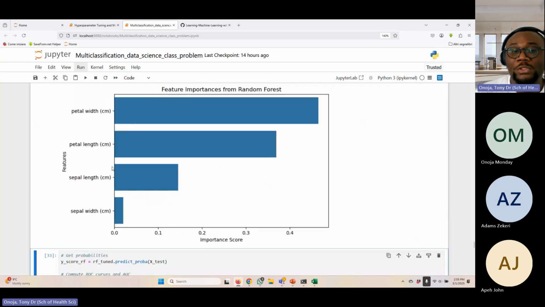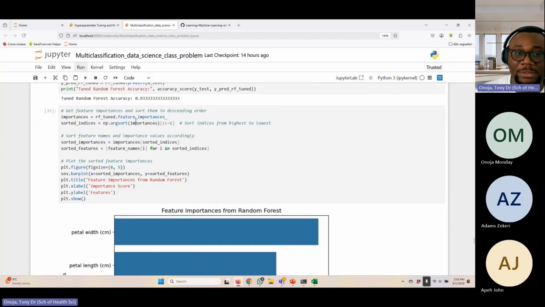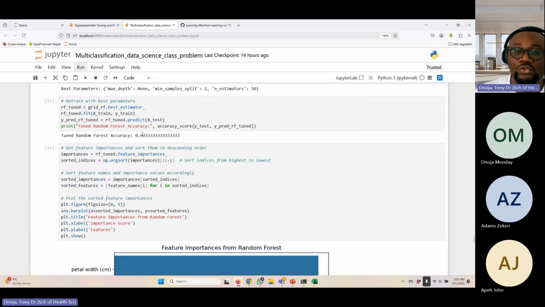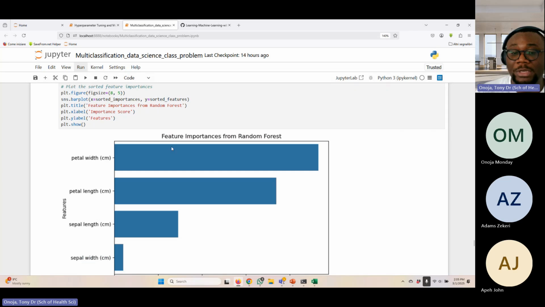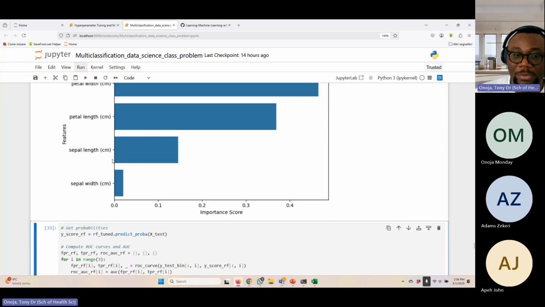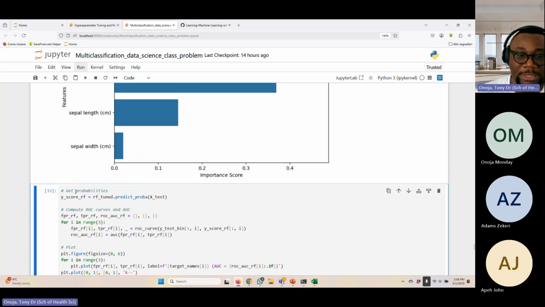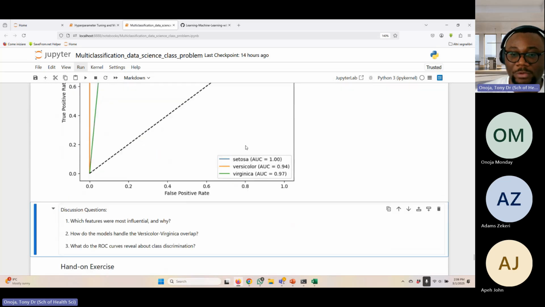Another point that you may want to try is to see if you could drop one of them and see if you can still get this performance. If you drop it and you still get this performance, you will know that one of them is not really helping. But naturally we see the petal width has much more importance compared to the petal length. But the two of them are the dominant, most predictive features compared to the sepal width, which has the least. So again, we could visualize the ROC curve to see what we have.